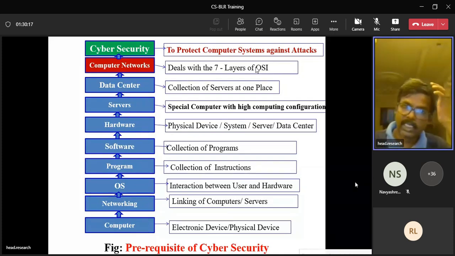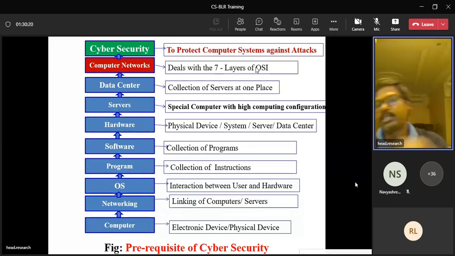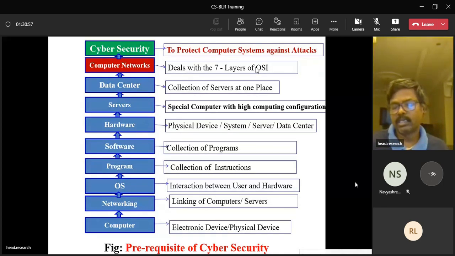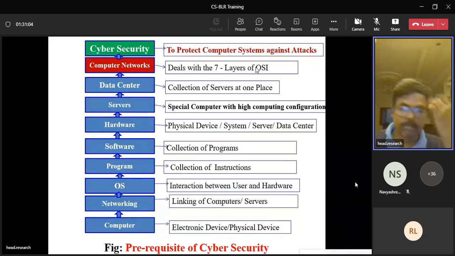Computer networks deals with the 7 layers of the OSI model, Open Systems Interconnection, remembered as PDNTSPA. P stands for physical layer, D stands for data link layer, N stands for network layer, T stands for transport layer, S stands for session layer, P stands for presentation layer, A stands for application layer. PDNTSPA, keep in mind. Then computer networks is nothing but an interconnection of a collection of computers in an autonomous local area network.